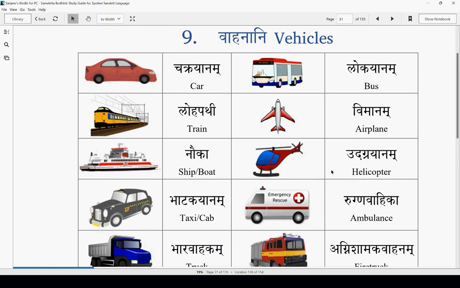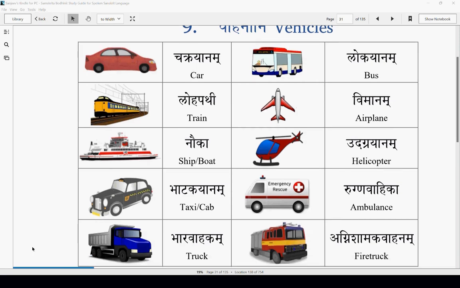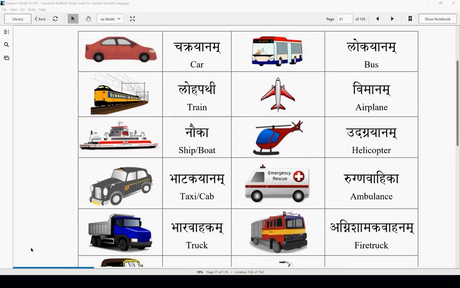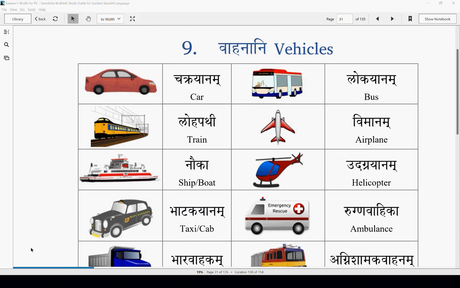So here, the second one we have Lohapati, and this helicopter Udagrayanam. So many of the words here are vehicles, and these are all modern ones. So these words have to be coined. And there could be other alternate words also, and you might also want to come up with your own words. So for example, Lohapati, one which goes on the Loha, meaning the railings or the metal, or some people call it Lohapathagaminī. It's fine.